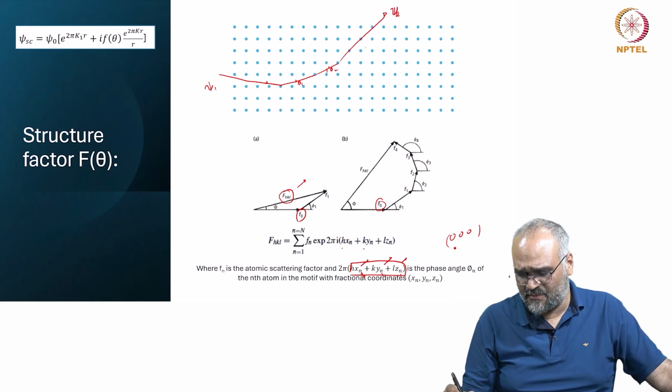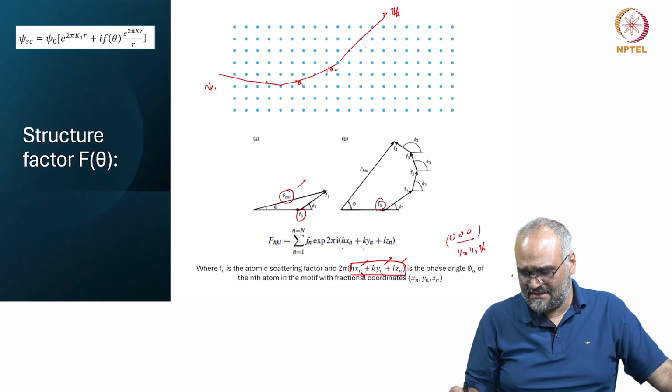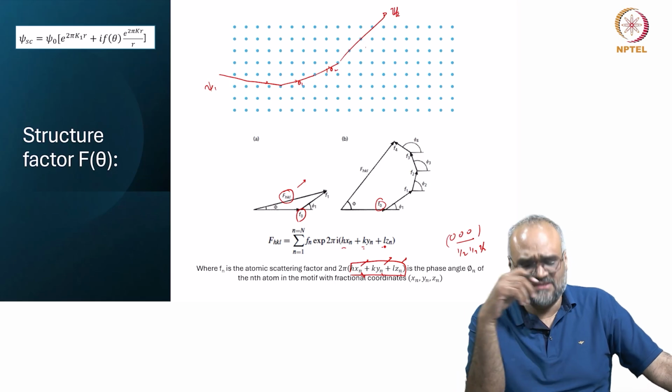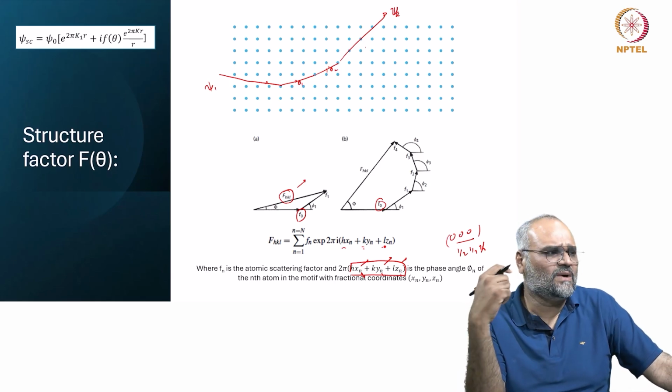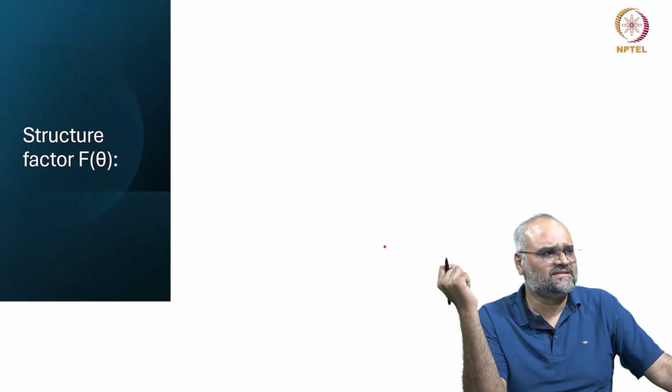For example, if the occupancy becomes 0, 0, 0 and half, half, half, I would see that when my sum of HKL becomes an even number, that is when I get a maxima. So this is how the amplitude value changes, and these are essentially called extinction rules.